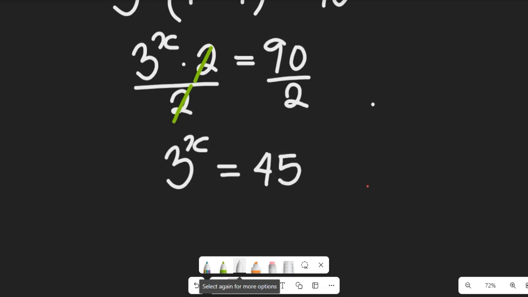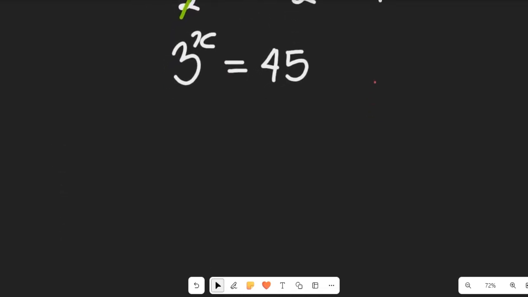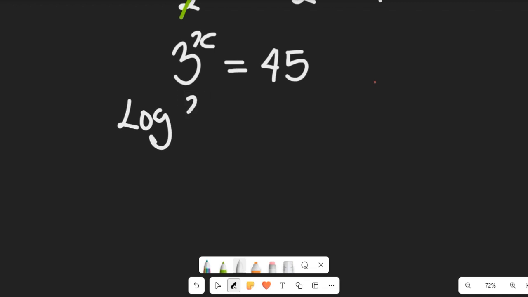Good. Now, how do we simplify this? We can't simply raise 3 to a power and get a neat solution. So, the best way to do this is to take the log of both sides. We're going to take the natural log or the log of both sides. We'll have the log of 3 to the power of x equal to the log of 45.